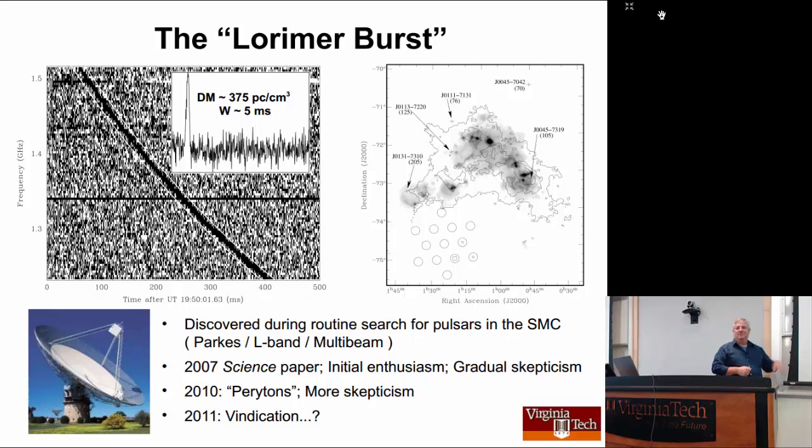Then there was skepticism. One problem was nobody else could find them. Parkes kept finding them. So this is a little bit suspicious. Is it that we can only detect this emission in Australia? That doesn't seem like a reasonable assumption.